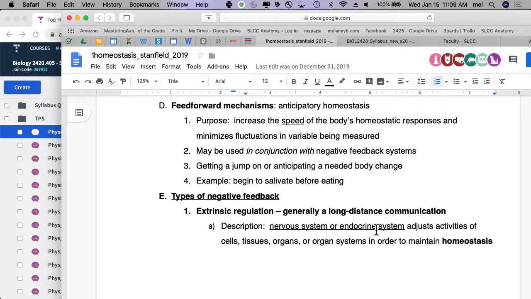And what that's called is the feed forward mechanism, or this makes more sense to me. Feed forward is a little confusing to most people, but you do have to know it. Anticipatory homeostasis. Anticipatory homeostasis says, I think I know what's going to happen. Let me help you with that. Okay. Here's another example of anticipatory homeostasis.